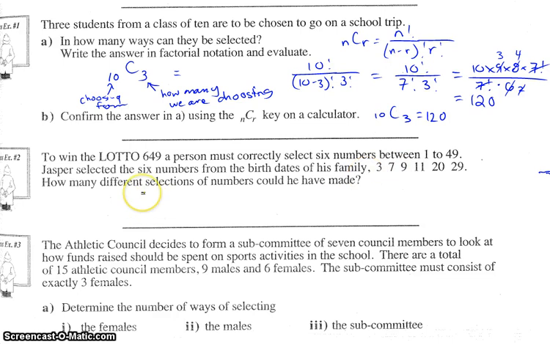Okay, well, order doesn't matter in the 649. When the balls come out, it doesn't matter what order they come out in. So we have 49 numbers to choose from, and we are choosing 6. Okay, so grab your calculator. Let's figure out what that equals.